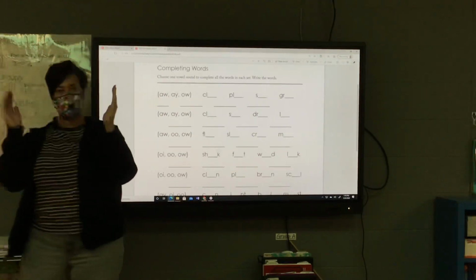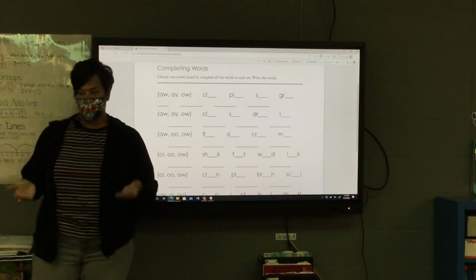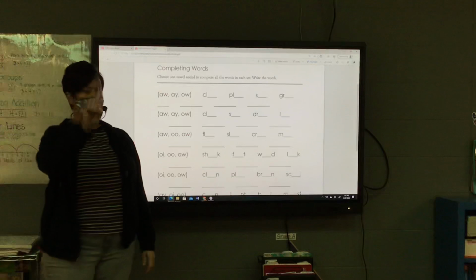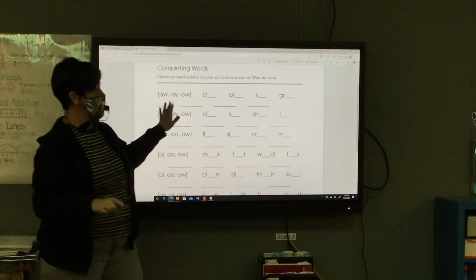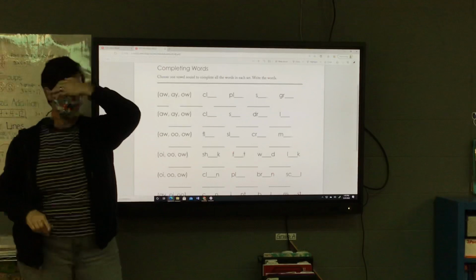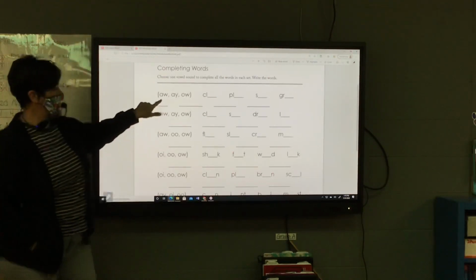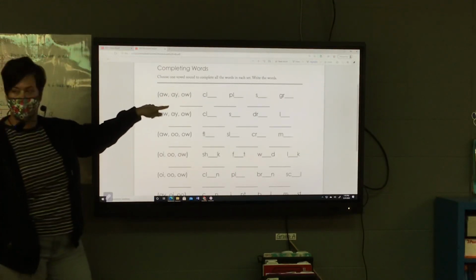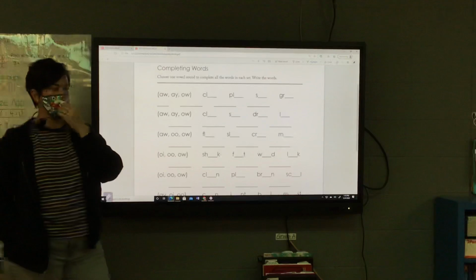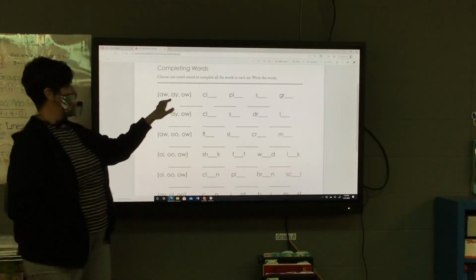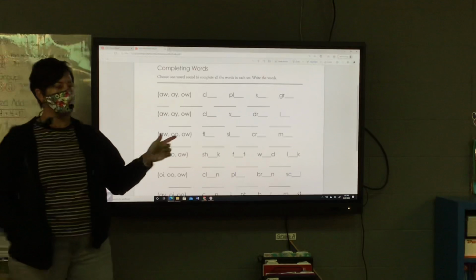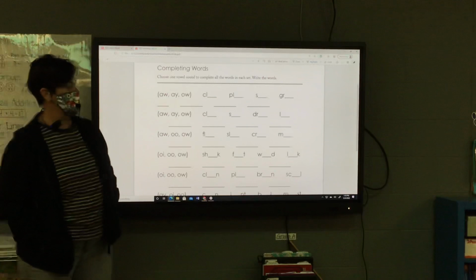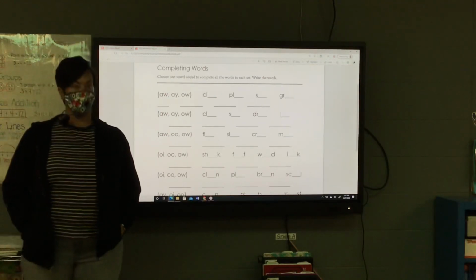So in parentheses, it gives us different sounds. We have to choose one vowel sound to complete all of those words. Okay, so what does this first sound here say? The AW says ah. What does AY say? A. And the OW? Ow. O or ow. Okay.